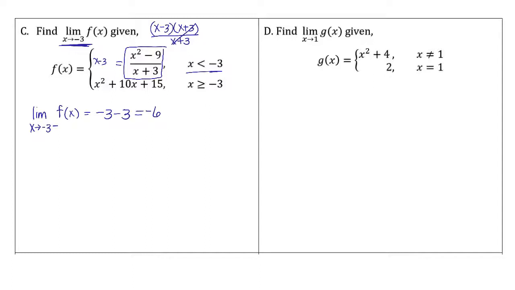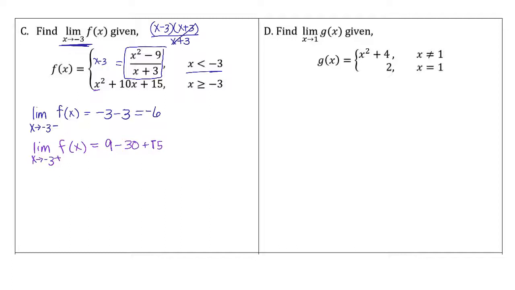Then I need to change sides, and I need to look at my limit as x approaches -3 from the right of the function. And let's plug in our -3, so I'm going to have positive 9 once I square it, and then I'm going to have -30 plus 15.